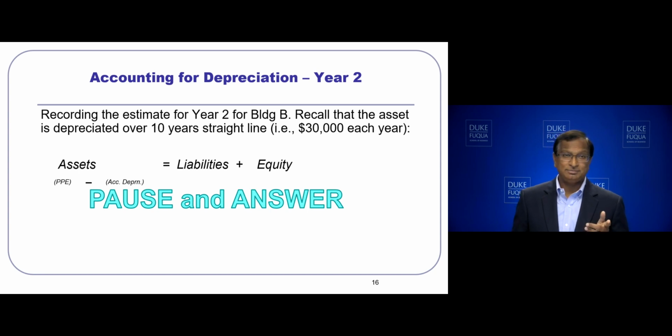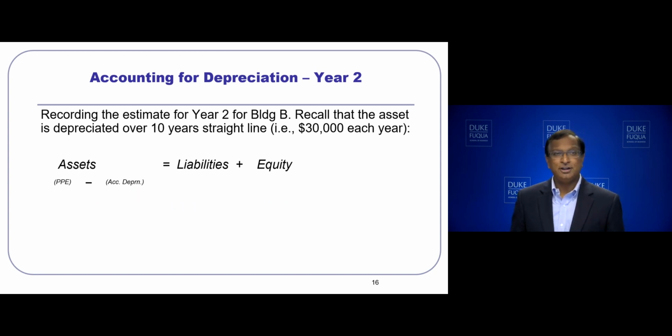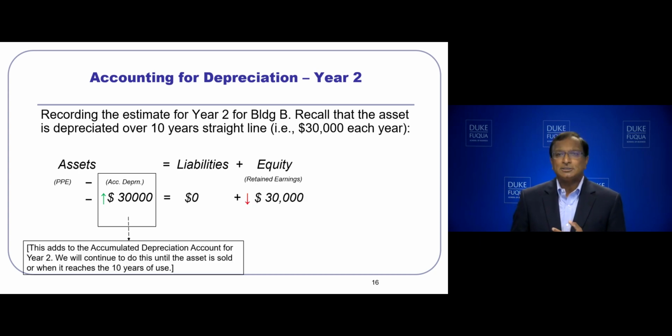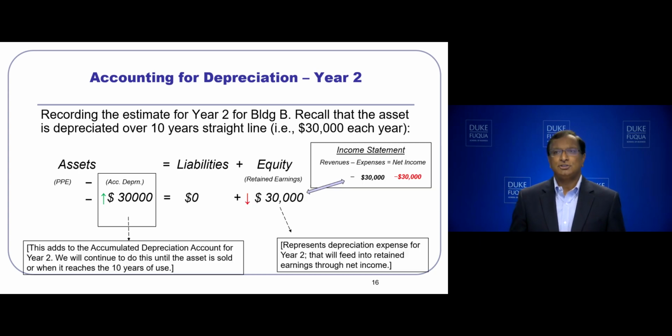Did you get it right? Let's check it out. So we know that $30,000 is an expense, and that will add to the accumulated depreciation for building B in the asset side of the equation, which will reduce the assets on the balance sheet. And it is also an expense, which is $30,000, which will be affecting the income statement, which will feed into retained earnings. Notice that we'll continue to depreciate this asset as long as the asset is not sold or until it reaches 10 years of use, which is what the firm is planning to use.